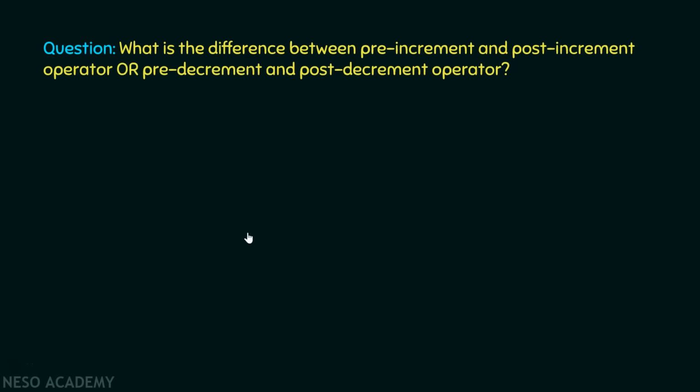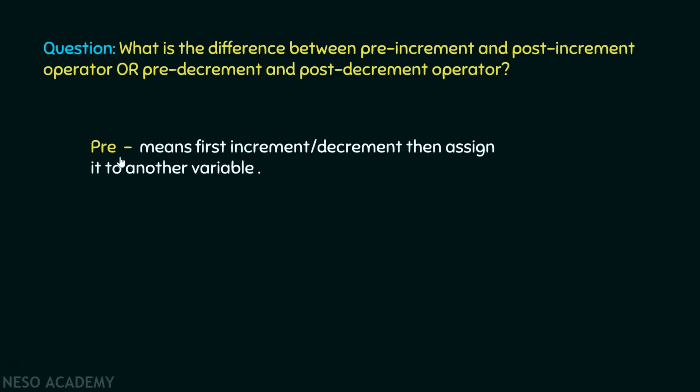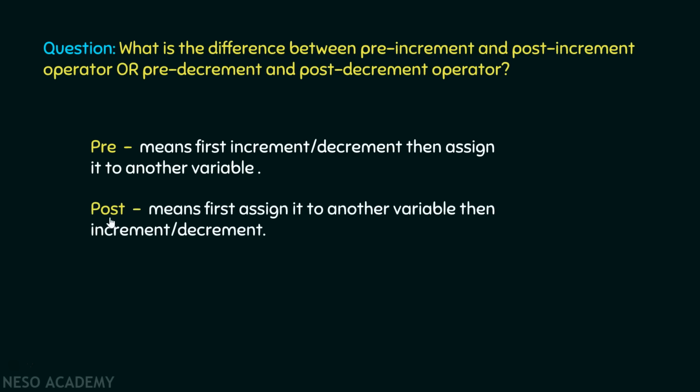Let's try to address one question. What is the difference between pre-increment and post-increment operator, or pre-decrement and post-decrement operator? Prefix, pre, simply means first increment or decrement, then assign it to another variable. When we write a prefix in front of the increment or decrement operator, it means first increment or decrement the value, then assign it to another variable. On the other hand, post simply means first assign it to another variable, then increment or decrement.